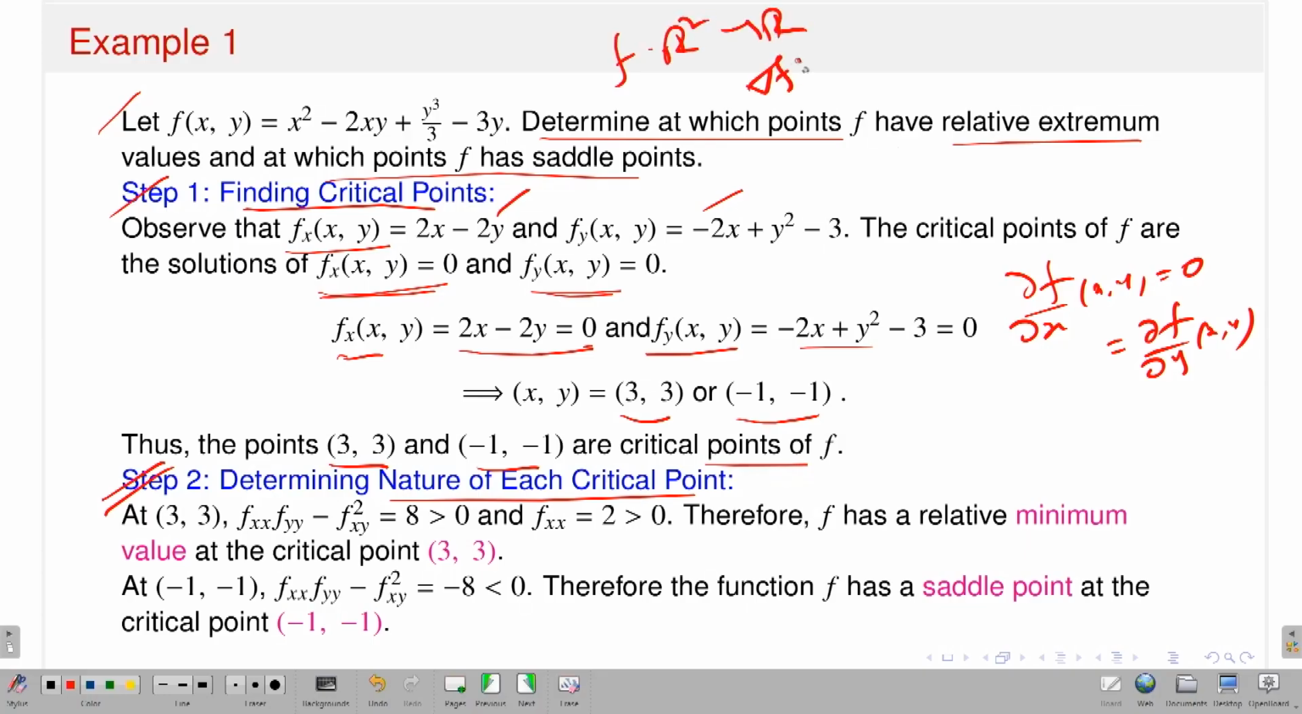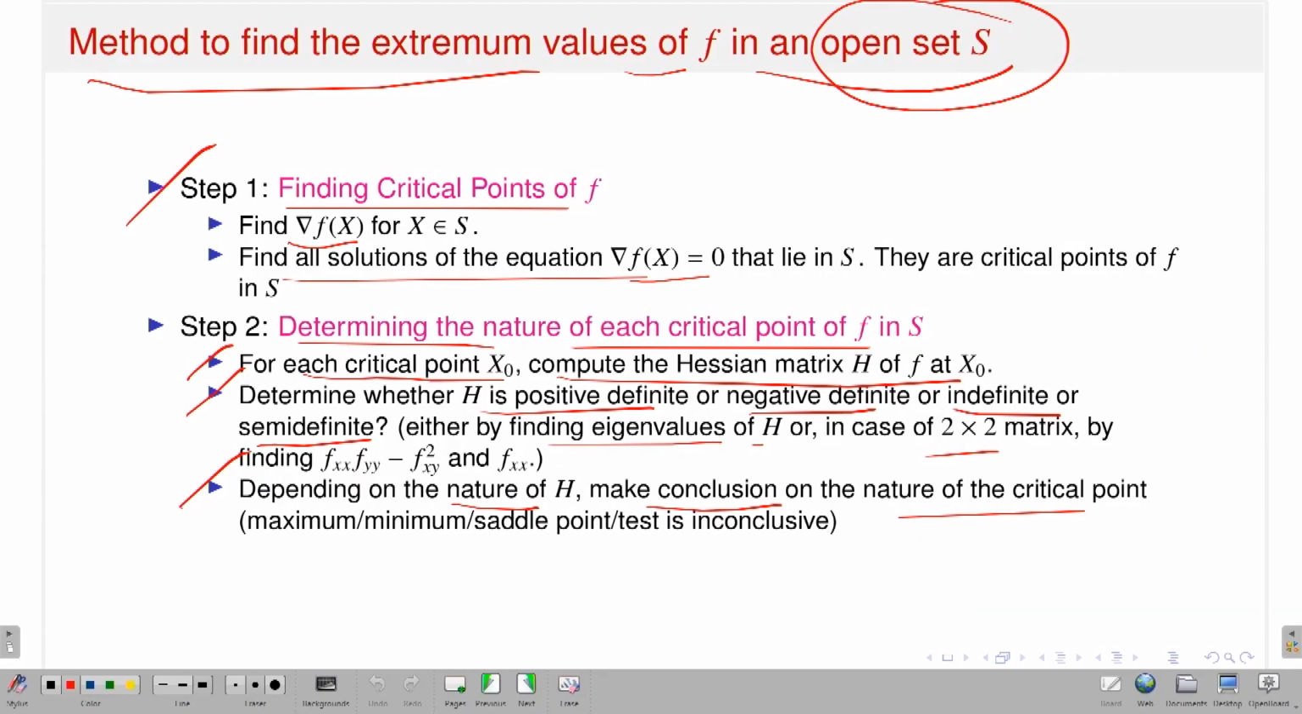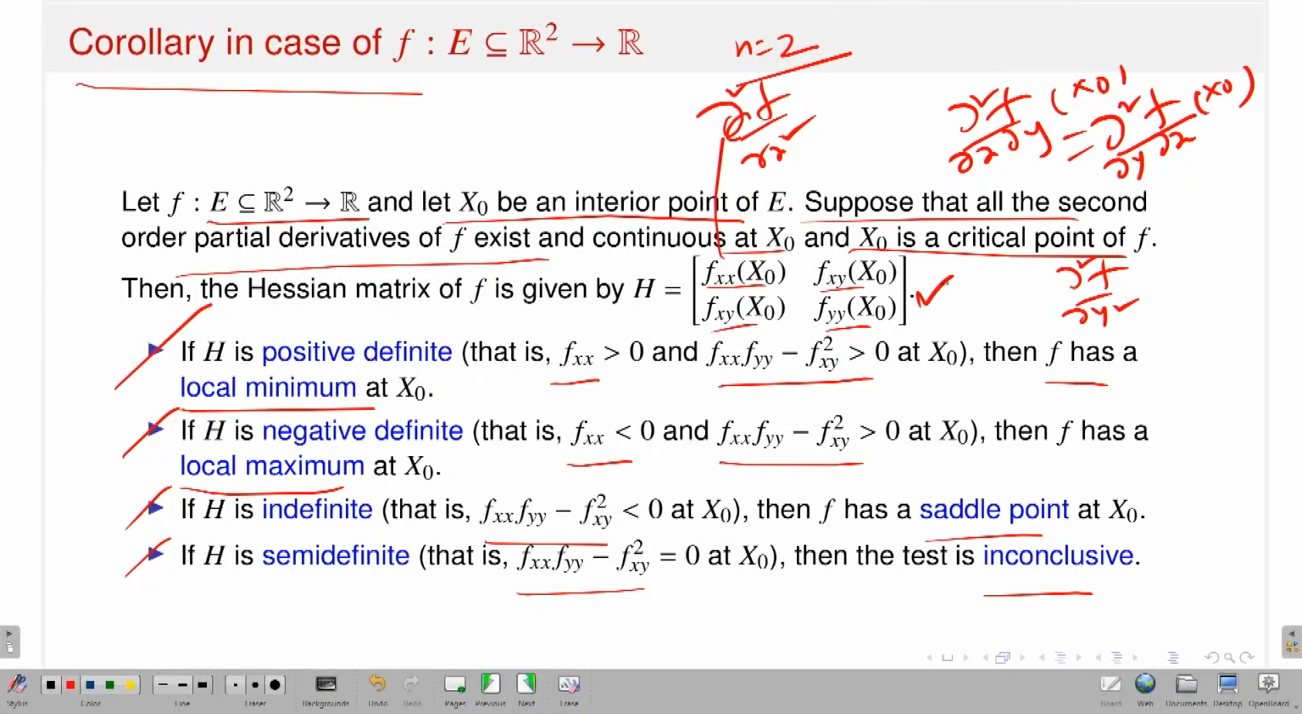Then your gradient of f is a map from R2 to R2, and therefore the corresponding Jacobian matrix at any point, in particular a critical point, should be a 2 cross 2 matrix, as I already explained. So, this 2 cross 2 matrix is the matrix fxx, fxy, fxy, fyy. You have to calculate all the second order partial derivatives evaluated at the point x naught, and you have a 2 cross 2 matrix and you just identify the nature.